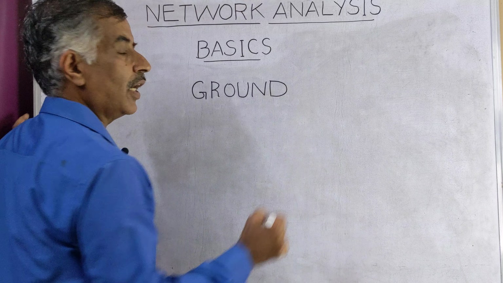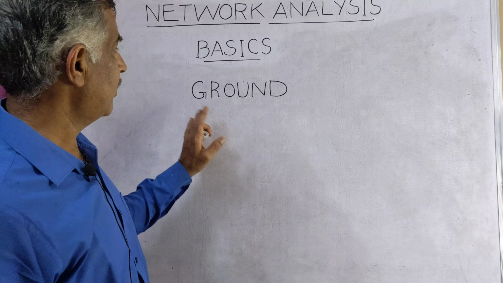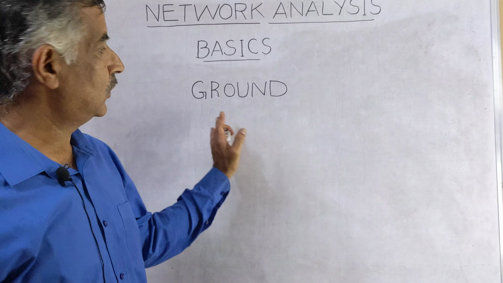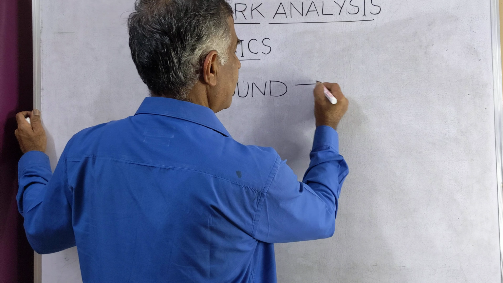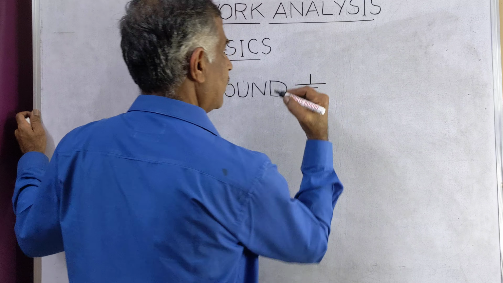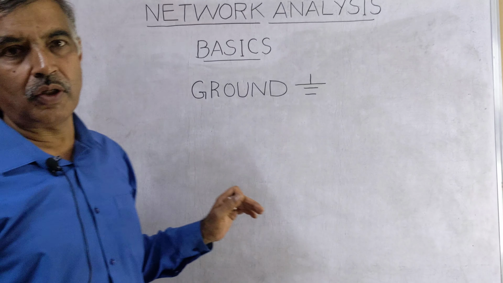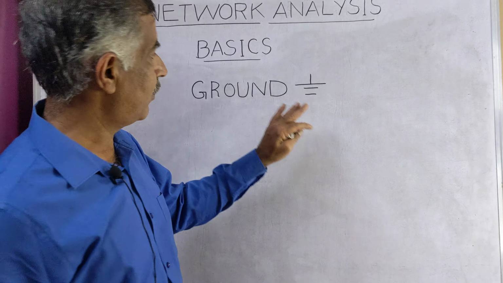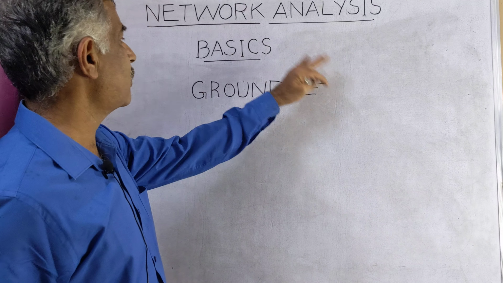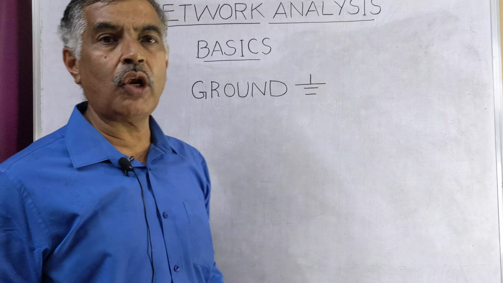In electrical and electronic circuits, we come across what is called ground. And the symbol for ground is this. Don't get confused with earthing. Earthing is different.